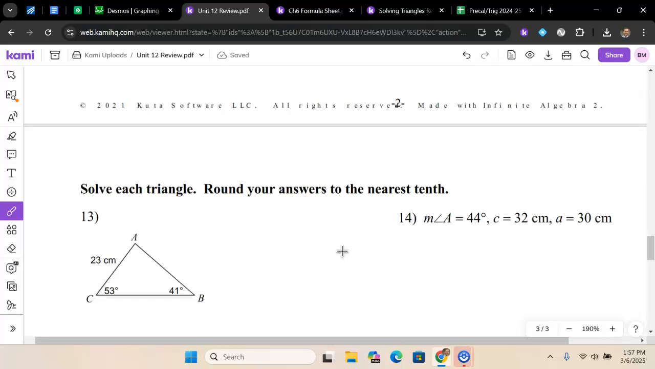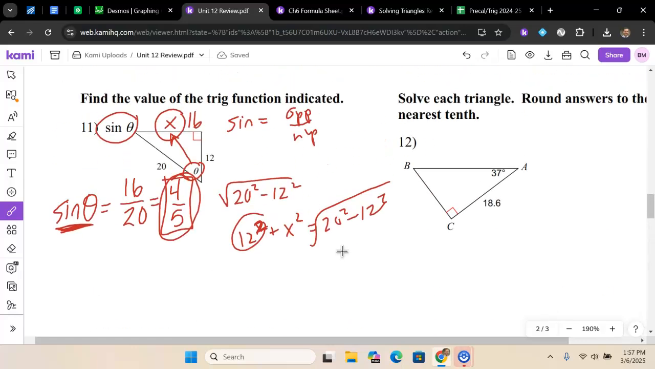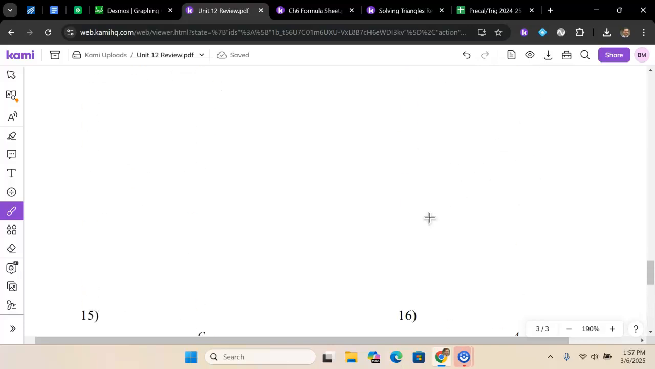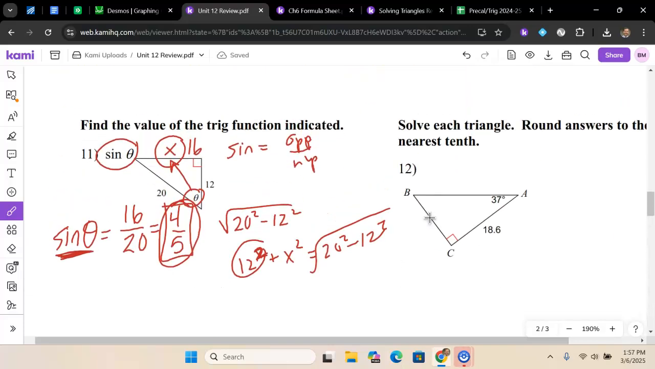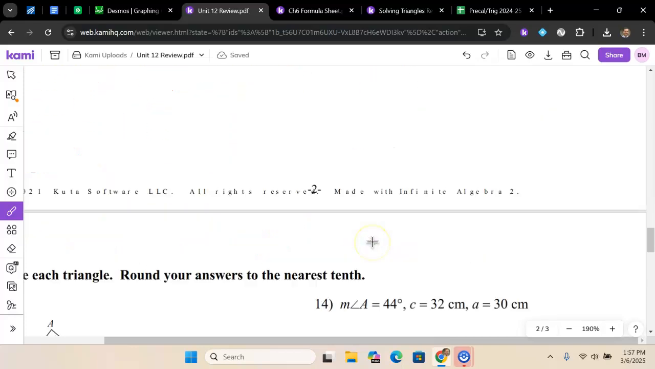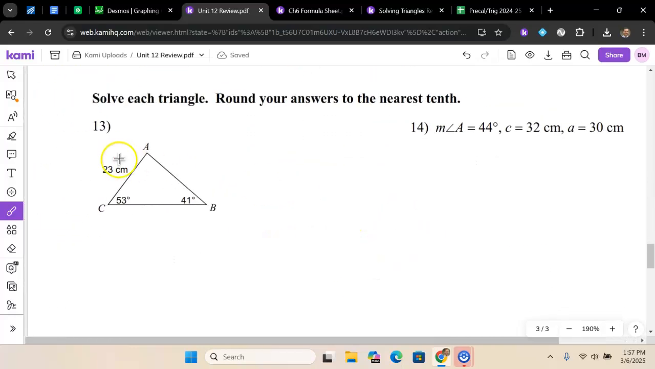I'm going to stop this video here. The next, from 12 through 16, are all solving triangles. So I want to talk specifically in the second video about solving triangles. The first one is going to be a right triangle. I see a right angle there. The rest of them are not going to be right triangles, so I'm going to have to use law of sines or law of cosines.